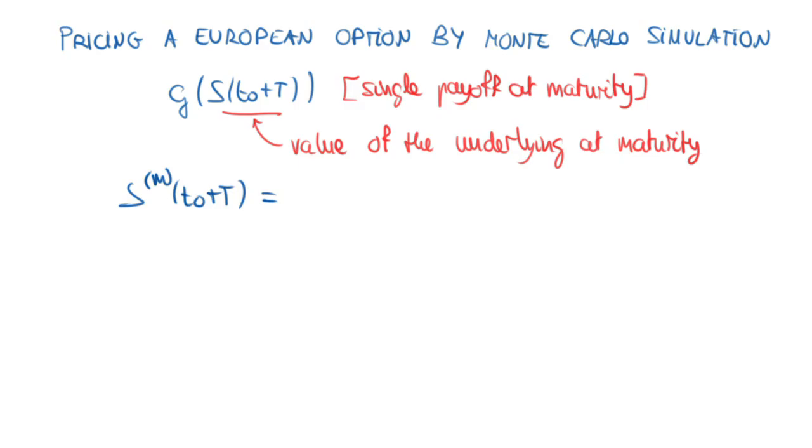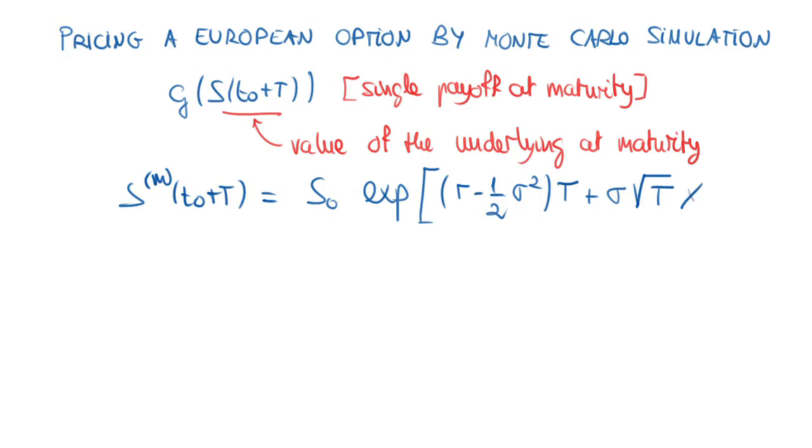In the Black-Scholes model, this is equal to the initial value of the underlying asset, and then in a single step, the exponential of r, the risk-free interest rate, minus 1/2 sigma squared times t, plus sigma, the volatility of the underlying asset, times the square root of t times a sample from a normal 0-1 distribution. And this will be done for capital M simulated trajectories.